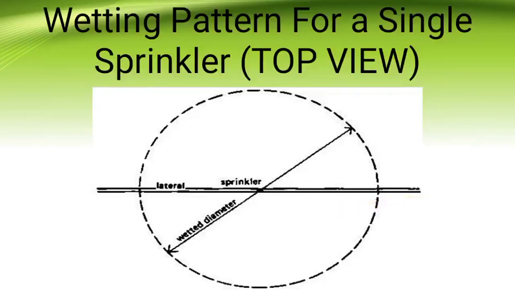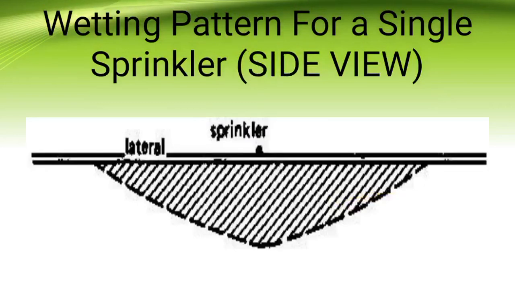Wetting pattern for a single sprinkler, which is the top view. The wetted diameter, which is the broken circle as we can see in the figure, and the lateral and sprinkler. The wetting pattern for a single sprinkler, which is the side view. We can see the lateral and sprinkler and the wetted area of the land.